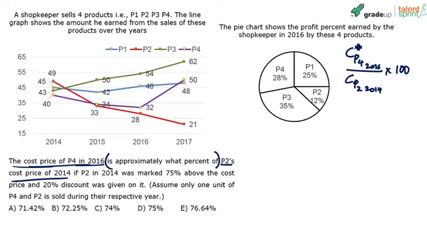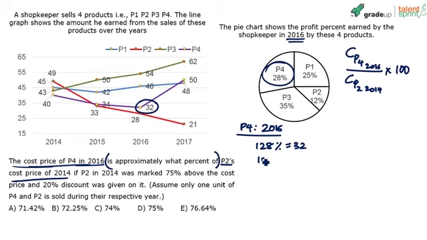Now finding out cost price of product 4 in 2016 will be easy because for 2016 the pie chart is given to us. The profit in 2016 for product 4 is 28%. The selling price of product 4 in 2016 is 32 rupees. If the profit is 28%, can I say selling price is 128%? So 128% is equal to 32. So 100% is equal to what? Because that will give me the cost price. I want cost price of product 4 in 2016.